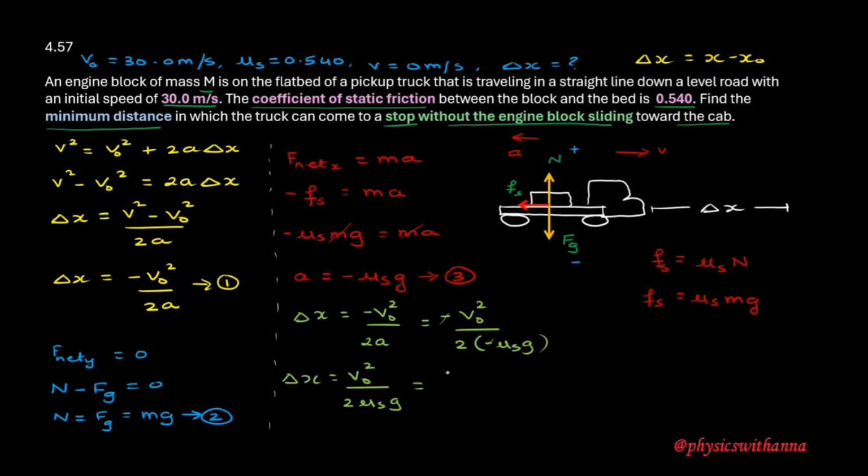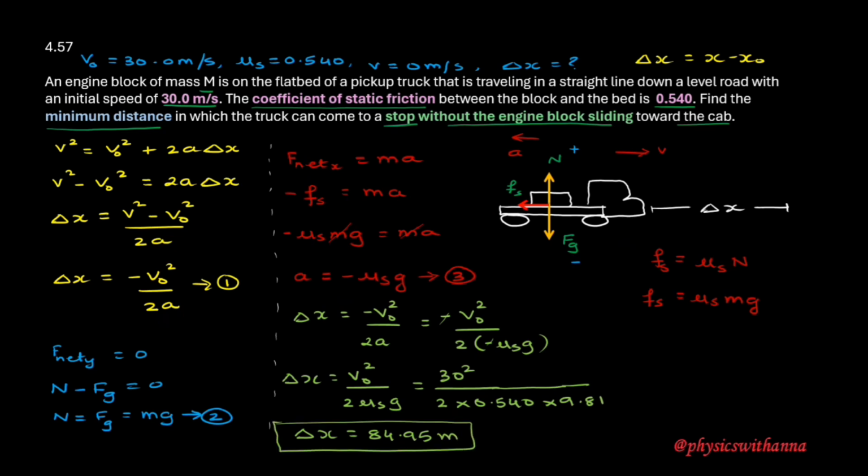Now let's substitute the values. V naught is the initial velocity, so you write 30 squared over 2 times mu s, which is 0.540, and g is acceleration due to gravity, which is 9.81. When you solve this, you get delta x to be equal to 84.95 meters. So this is the minimum distance the pickup truck must cover before coming to a stop so that the engine block does not slide towards the cab.